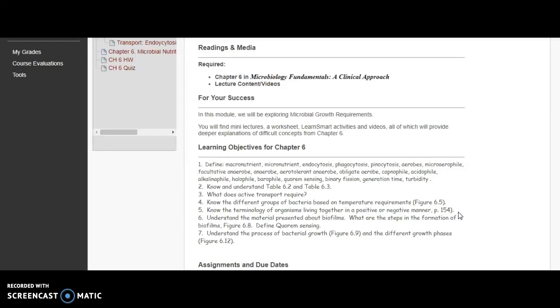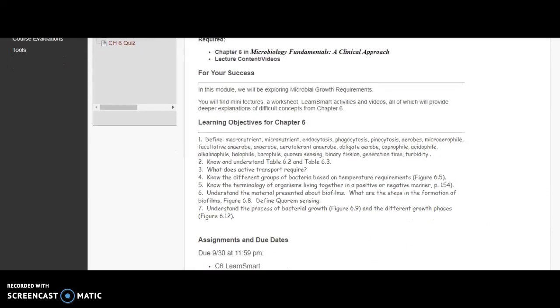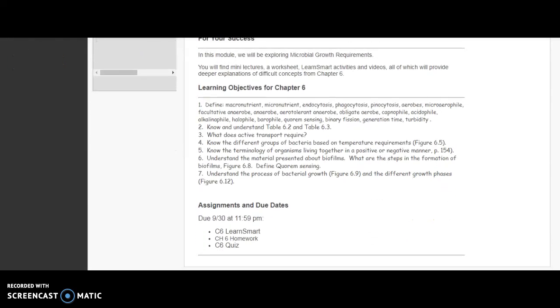Then we will talk about biofilms, the steps in creating a biofilm. And then in the overall idea of biofilms, there's this term of quorum sensing that we'll go through. And then one of my favorite figures is figure 6.12. The last unit or section goes over microbial growth, and it's just a good couple of figures.